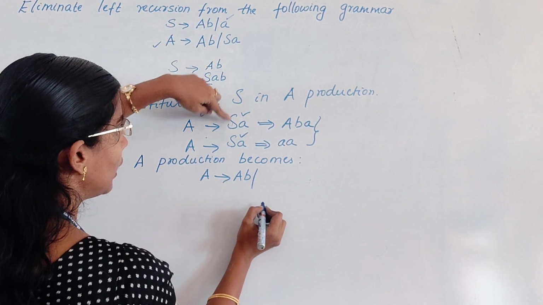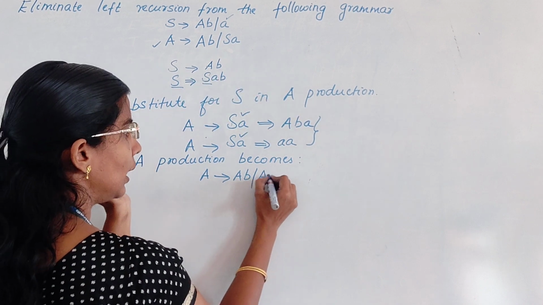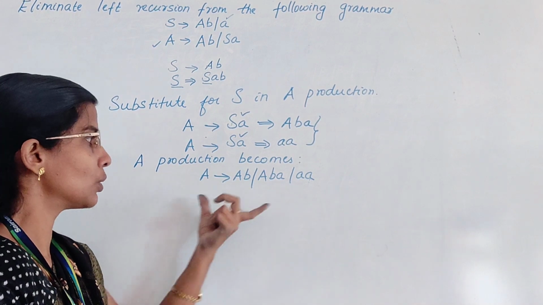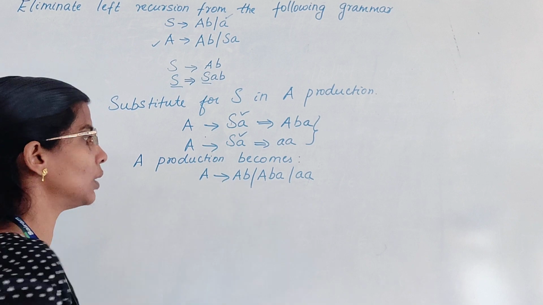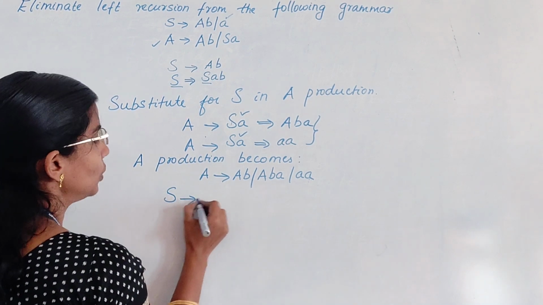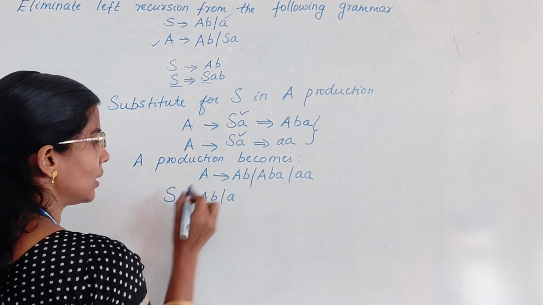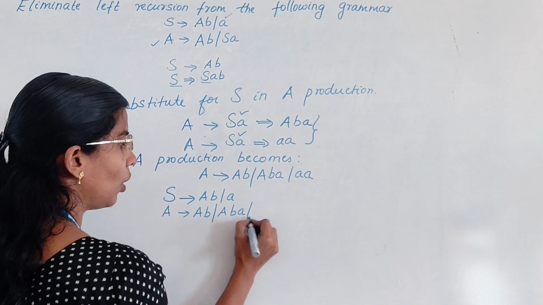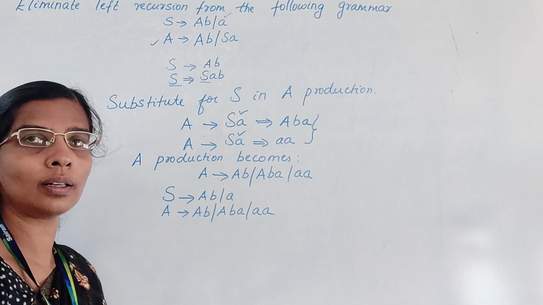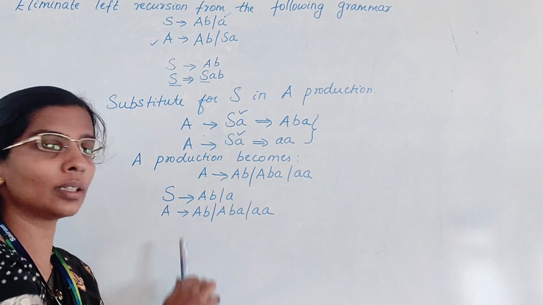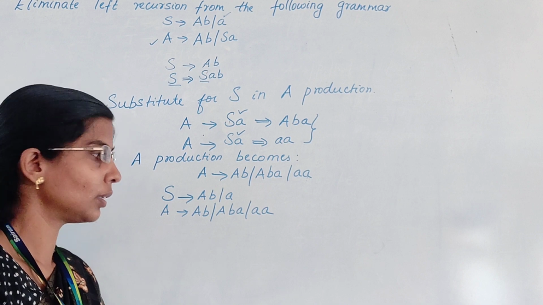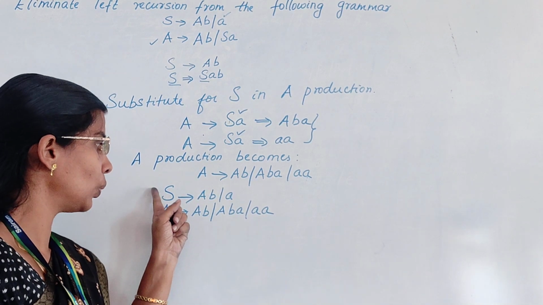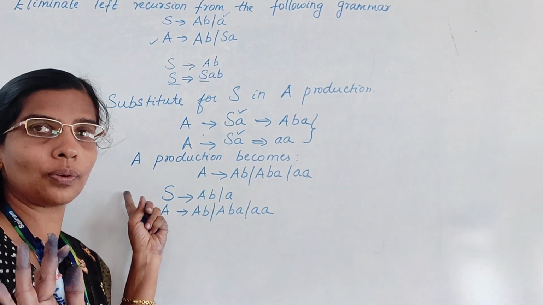Instead of this S, A, I have two new rules. ABA or AA. So your second production becomes like this. Now, what is your first production? S tends to AB or A. And the second production is A tends to AB or ABA or AA or AA. Now you check, is there any indirect left recursion? I don't have S here, so I don't have any indirect left recursion. So this S production is clear now.